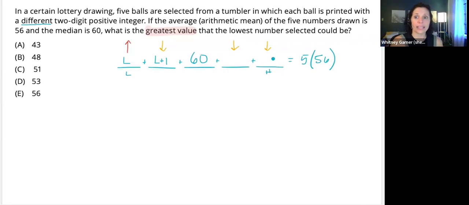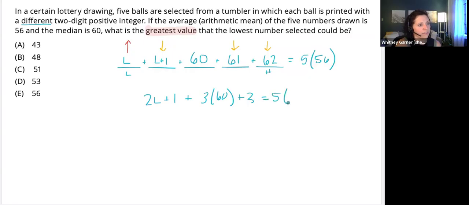Same thing here. I can make these only so small as the median. I can't bump past that median. And so 60, the next smallest number would be 61. And the next smallest number would be 62. That's the smallest I can make those. So I'm now going to add 2L plus 1 plus 60 plus 61 plus 62. So I'm going to go 3 times 60 plus 3, these extra ones, equals 5 times 56.